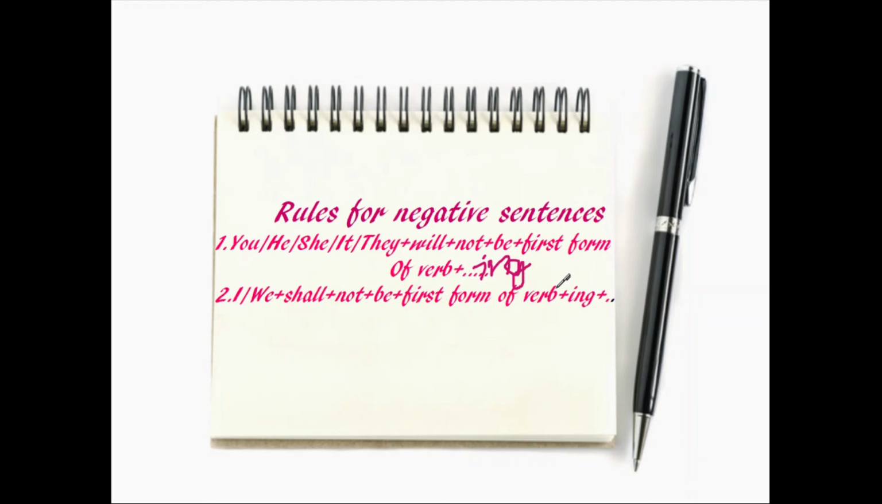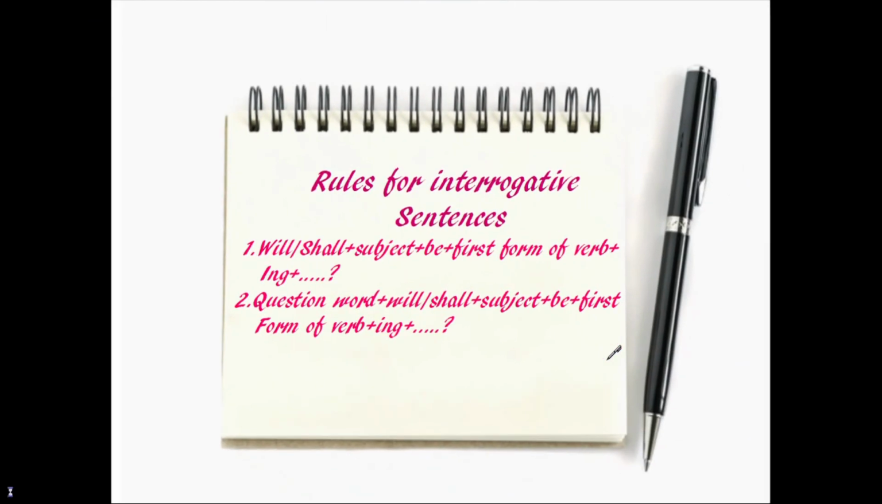Second one, I or we plus shall plus not plus be plus first form of verb plus ing plus the rest of the sentence. For example, I shall not be eating this evening. Okay, so I shall not be, eat is the first form of verb plus ing, eating this evening.